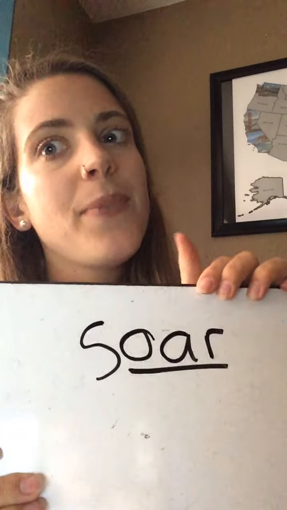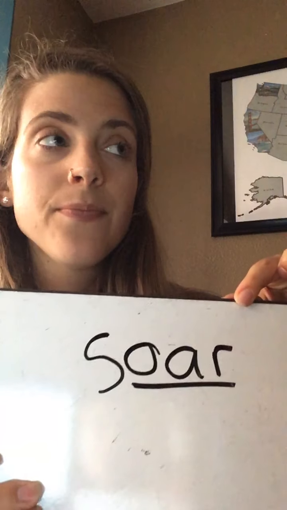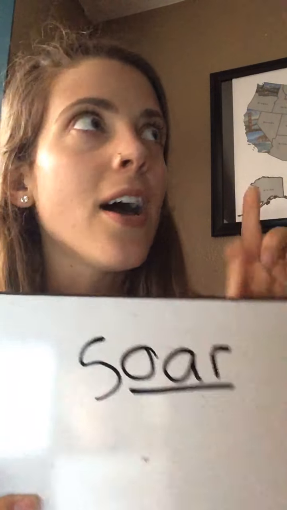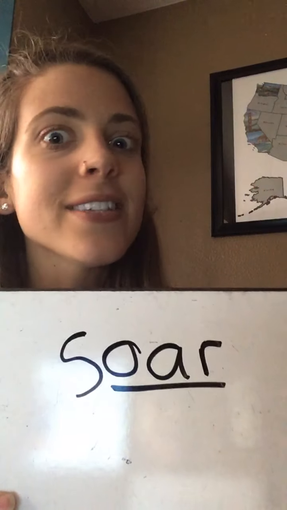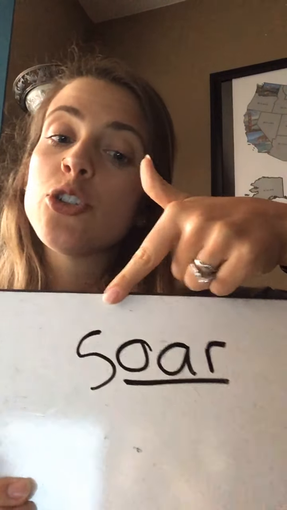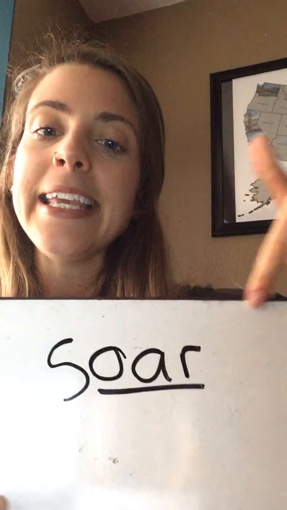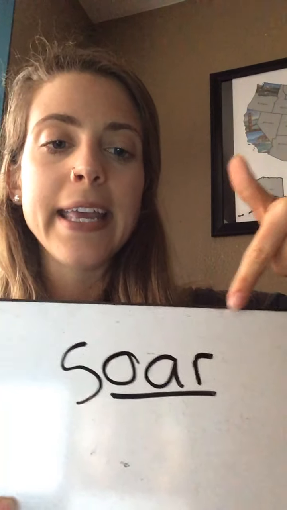Okay, now this one's fun. Now we're going to change soar into soaring. I saw an eagle soaring outside. So we're going to keep our soar and add the ending -ing. Soar-ing. Try to add that ending and I'll show you mine in just a minute.